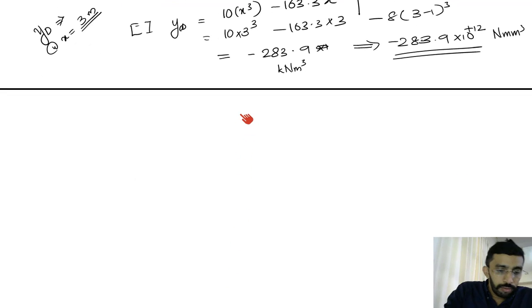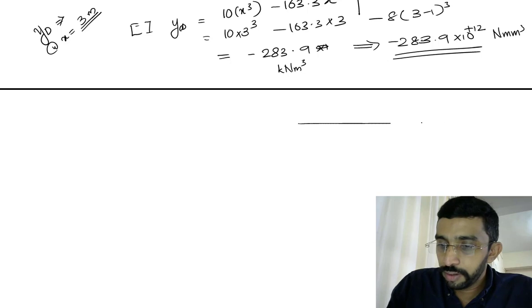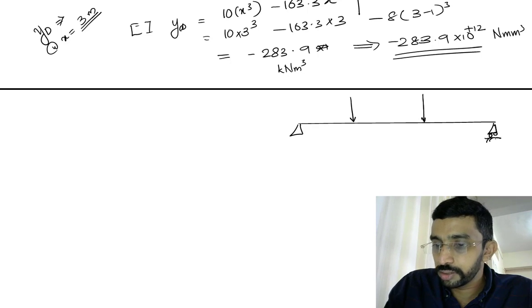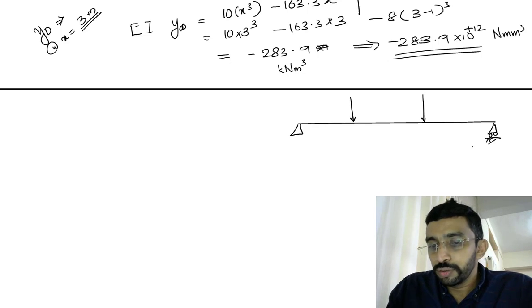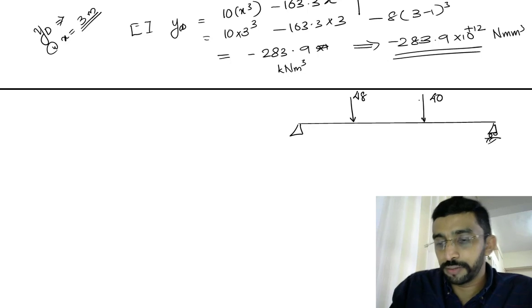Now we have an interesting question here, a brainstorming question which I gave in the previous session. I asked you how we can find the location of maximum deflection. Right now we have a beam like this, with a load here and another load here, and a section like this. Here you have a 48 and here you have a 40.